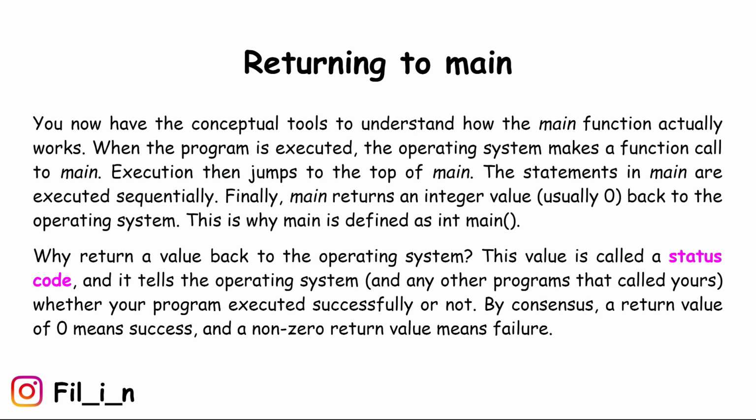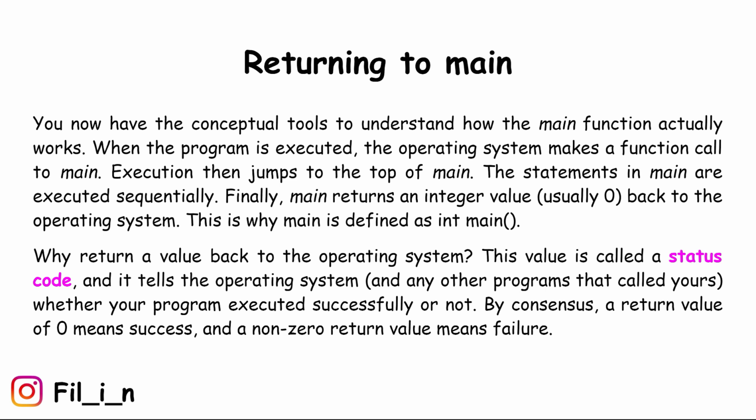You now have the conceptual tools to understand how the main function actually works. When the program is executed, the operating system makes a function call to main. Execution then jumps to the top of main. The statements in main are executed sequentially. Finally, main returns an integer value, usually 0, back to the operating system. This is why main is defined as int main.